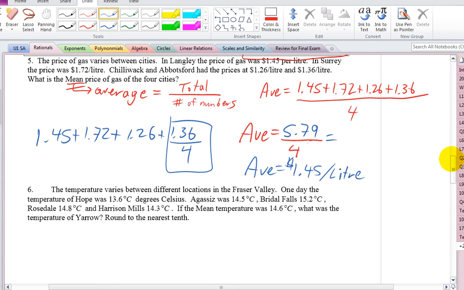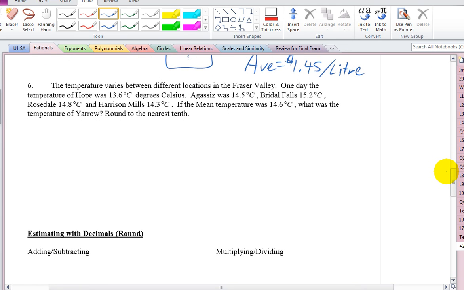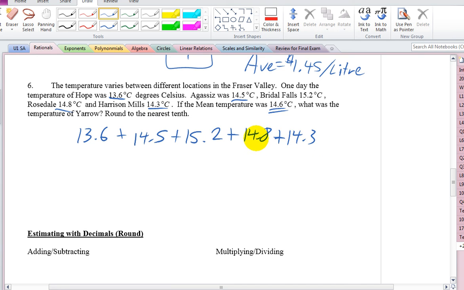Okay, the next one's a weird one, but it's helpful to understand mean. Have a read, underline important stuff. Go. This one, let's start writing this out before you start touching your calculator. You've got to have an X somewhere. So you're adding up the temperatures. There's Hope, 13.6. Agassiz, 14.5. Bridal Falls, 15.2. Rosedale, 14.8. Harrison Mills, 14.3. And the mean temperature is 14.6. What's the temperature of Yarrow? So Yarrow will be plus X.